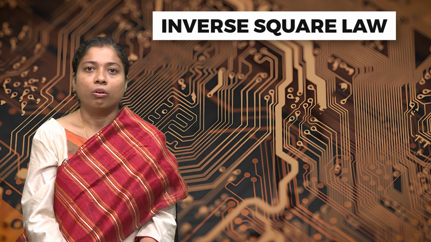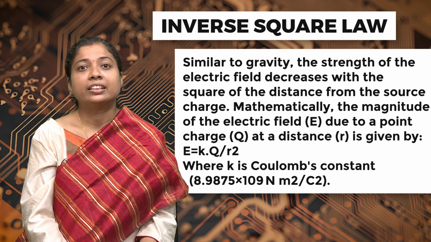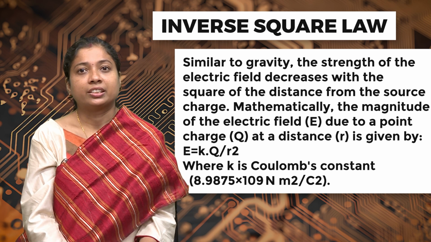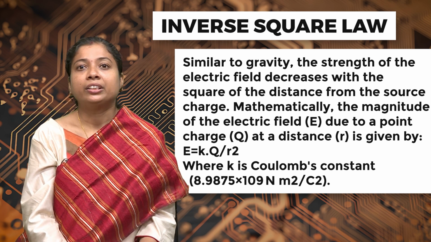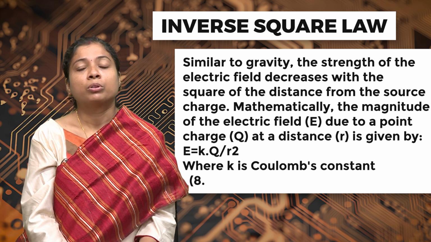Under this topic of electric field, we should also know about the inverse square law. The inverse square law is similar to gravity. The strength of the electric field decreases with the square of the distance from the source charge. Mathematically, the magnitude of the electric field due to a point charge q at distance r is given by E equals K q divided by r squared, where K is the Coulomb constant.